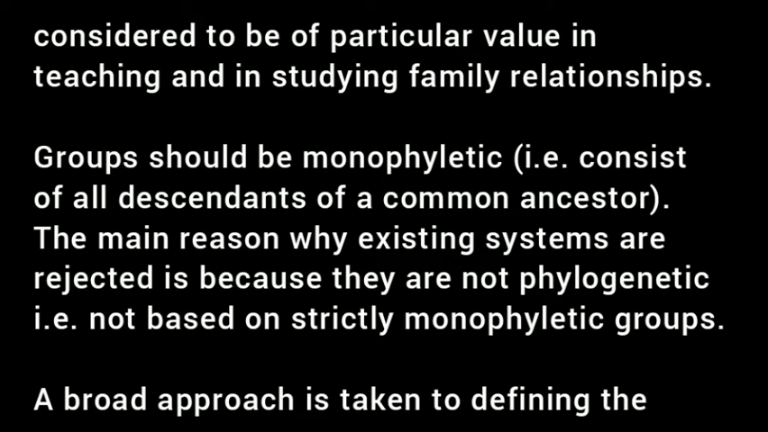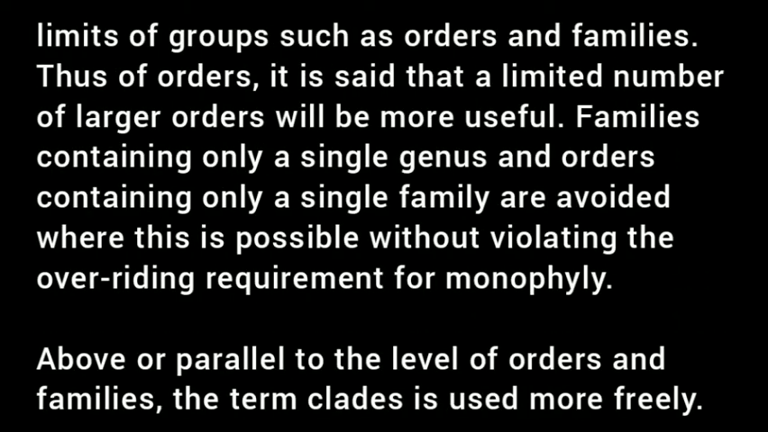Groups should be monophyletic, that is, consist of all descendants of a common ancestor. The main reason why existing systems are rejected is because they are not phylogenetic, that is, not based on strictly monophyletic groups. A broad approach is taken to defining the limits of groups, such as orders and families. Thus, of orders it is said that a limited number of larger orders will be more useful. Families containing only a single genus, and orders containing only a single family, are avoided where this is possible, without violating the overriding requirement for monophyly.